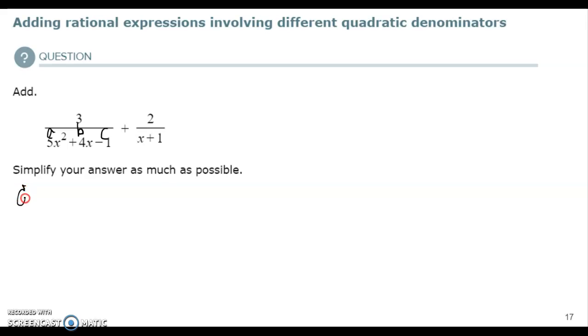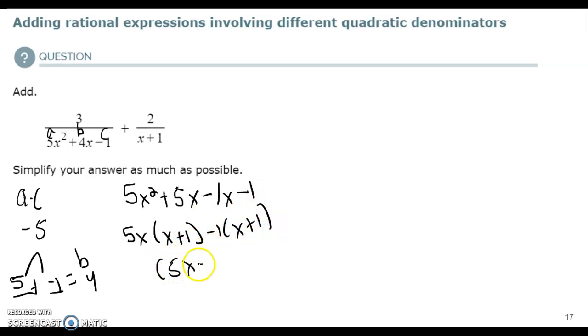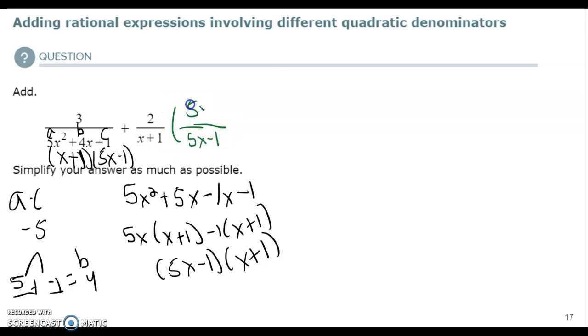Sorry, I have hiccups. A times C is negative 5. It adds to a B of 4. So it's a 5 and a negative 1. This is looking like 5x squared. So our first factor factors to an x plus 1, 5x minus 1. And this becomes, oh, which means both factors already have an x plus 1, but this needs a 5x minus 1 over 5x minus 1.